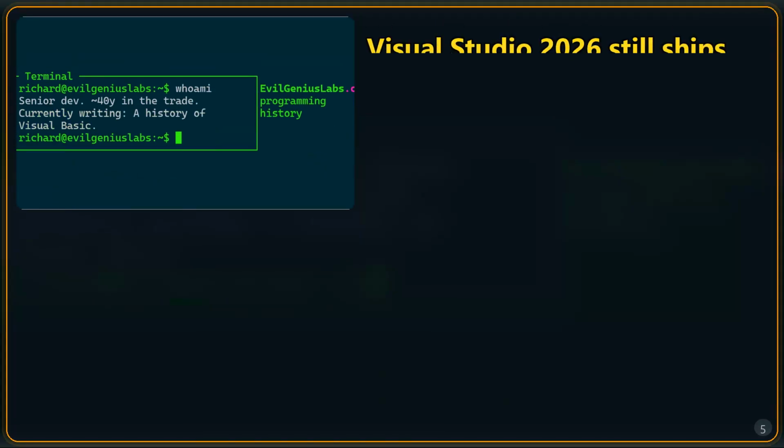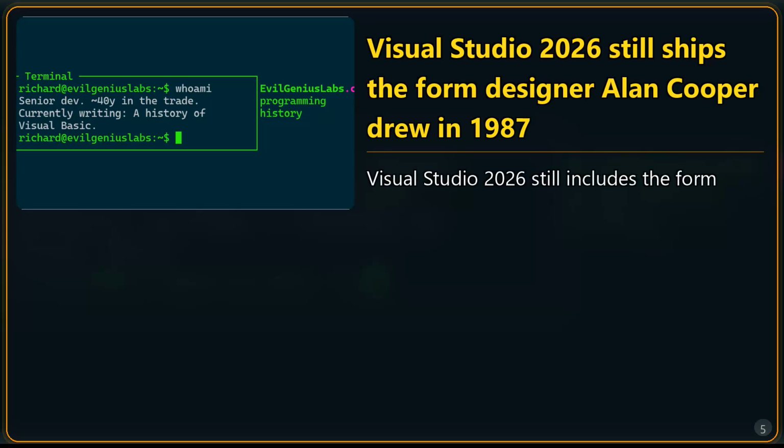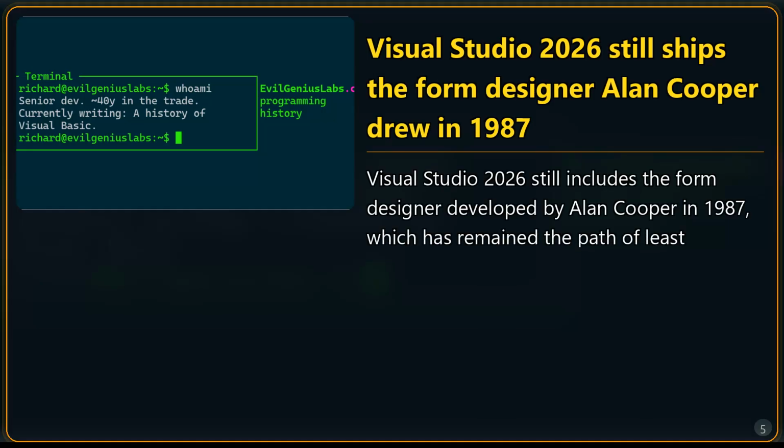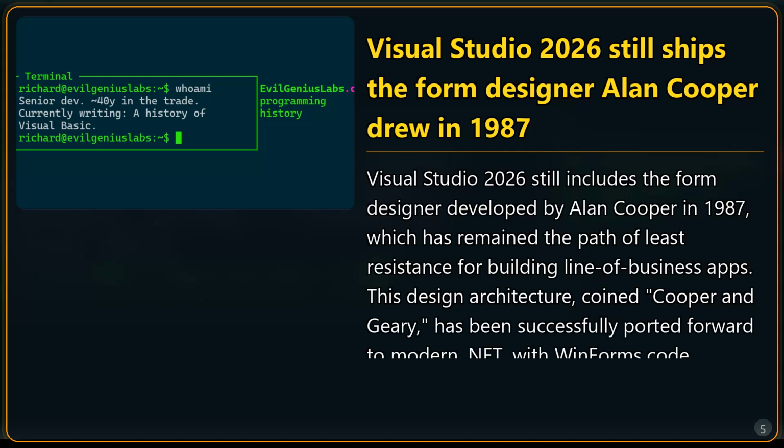Visual Studio 2026 still ships the form designer Alan Cooper drew in 1987. Visual Studio 2026 still includes the form designer developed by Alan Cooper in 1987, which has remained the path of least resistance for building line-of-business apps. This design architecture has been successfully ported forward to modern .NET, with WinForms code remaining productive on the platform.